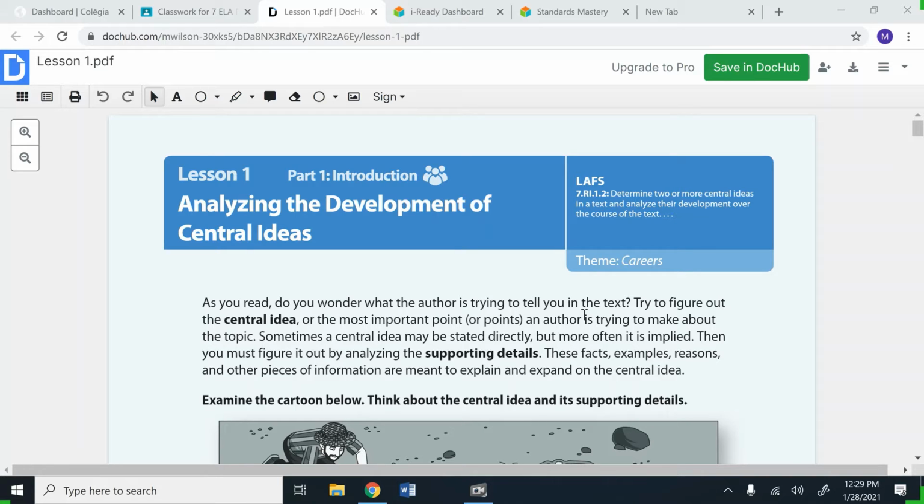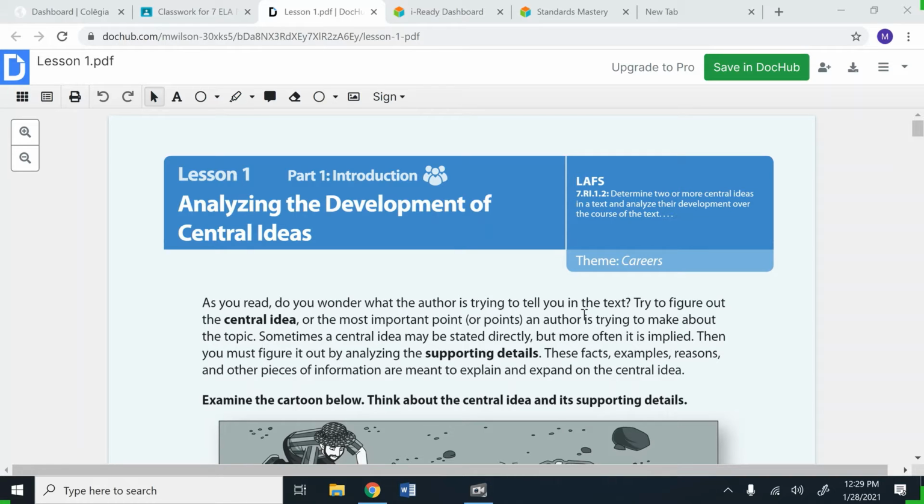Now, remember that supporting details are clues to help you determine what a stated or unstated central idea of the text is. And identifying central ideas can actually help you understand the points that an author is trying to make. So now let's look at lesson 1.